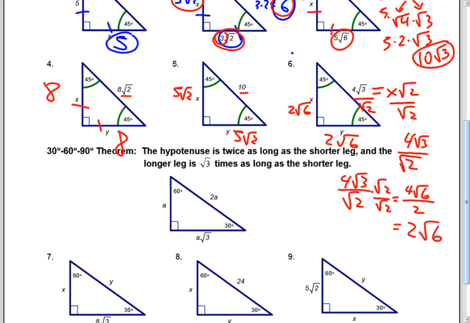Any questions on those top 6? Today's our review day. Go a little slower. We're good?